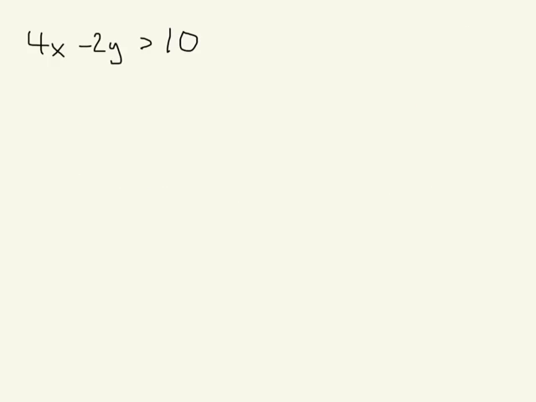Alright, finally I'd like you to try out this problem right here. Try to graph that on your own. It's 4x minus 2y is greater than 10. So remember all those rules about flipping inequalities, remember all those rules about what kind of line you have to use, and where you shade. And if you get that correct, then you've mastered this objective.